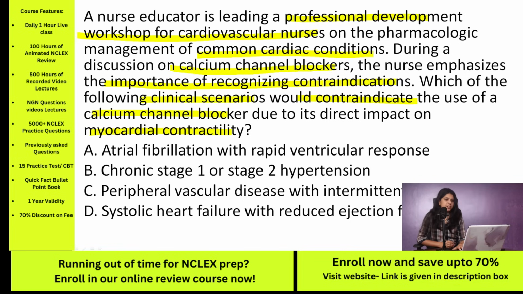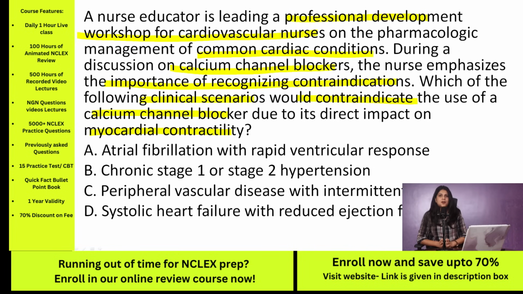Option A. Atrial fibrillation with rapid ventricular response. Option B. Chronic stage 1 or stage 2 hypertension. Option C. Peripheral vascular disease with intermittent claudication. Option D. Systolic heart failure with reduced ejection fraction. Now let's determine which of these clinical scenarios would make calcium channel blocker use inappropriate.